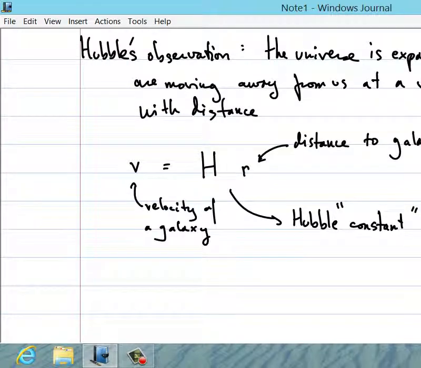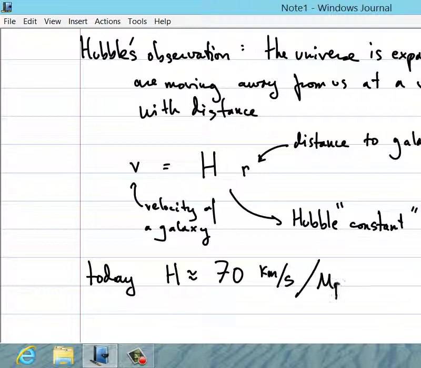And in fact, it's a very, very small number. Today, the Hubble constant is measured to be about 70 kilometers per second per megaparsec. That's a very funny set of units to use for something that goes like 1 over time. A more sensible set of units would be inverse seconds or something like that. But this is the set of units that people usually use to talk about Hubble's constant, because it really gives you a feel for the scales involved.